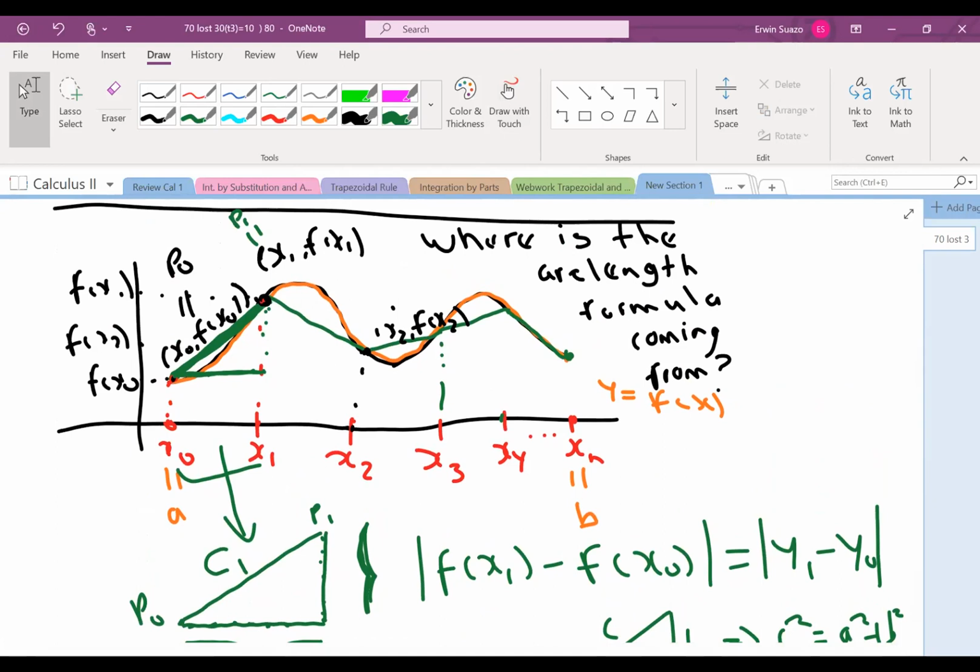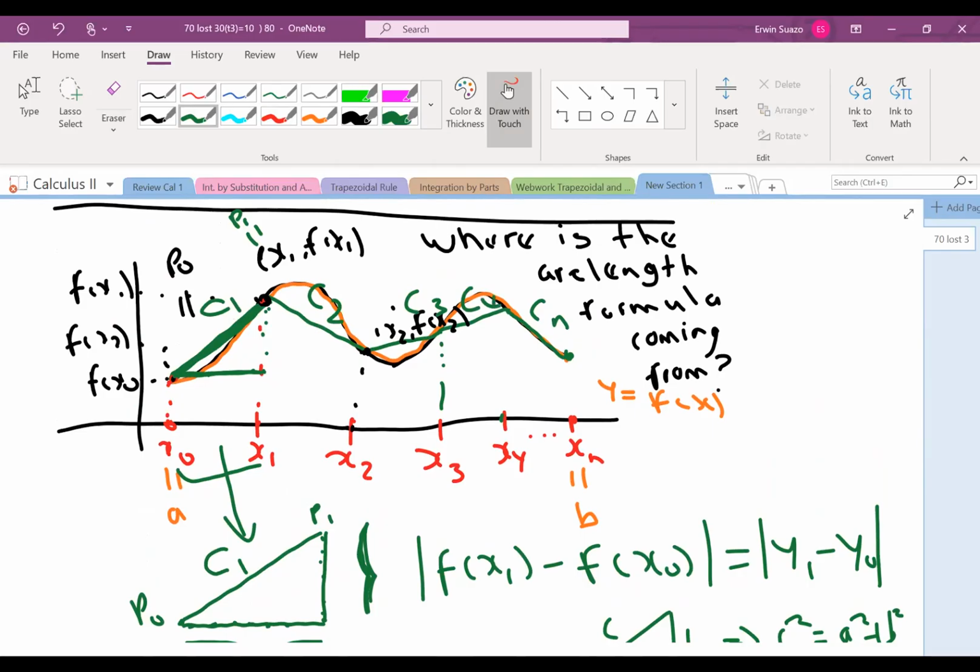So this guy, let me raise this guy. This guy is C1. This guy is C2. This guy is C3. This guy is Cn. Okay, C4 here, and Cn, okay?